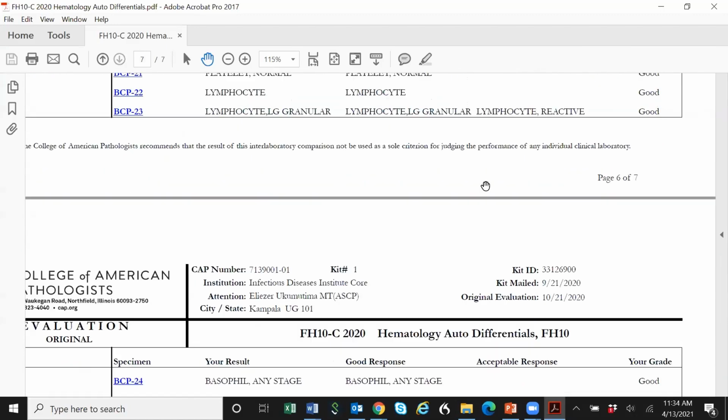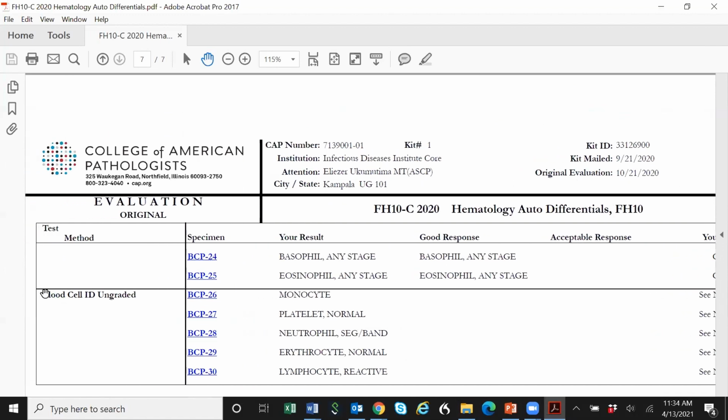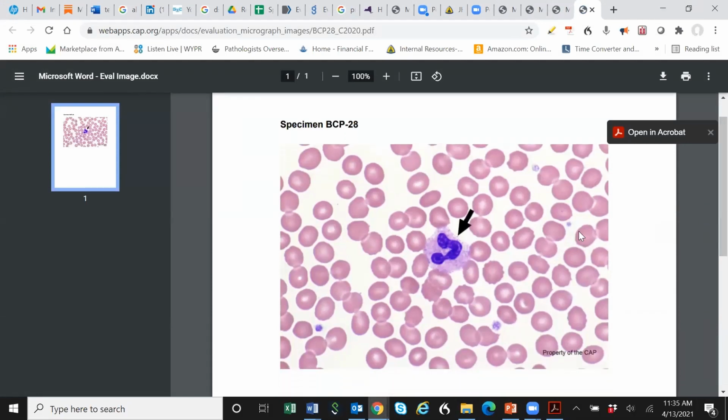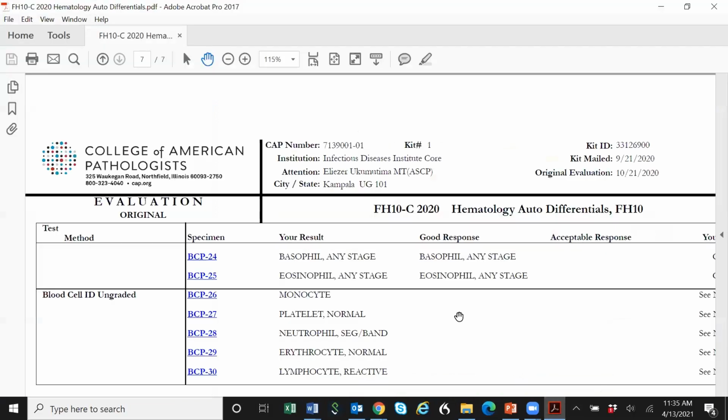And then below that, they have some that are ungraded. If you notice here on the bottom left, it says blood cell ID ungraded. These ones are just for your own proficiency and improvement, but they're not graded. So let me pick two of these. Let me pick the one that says the bands. This is what we got, and we had to say what it was. Obviously it's a band, but you can give more detail beyond that if you want. But it was ungraded, so it didn't matter beyond our own proficiency.